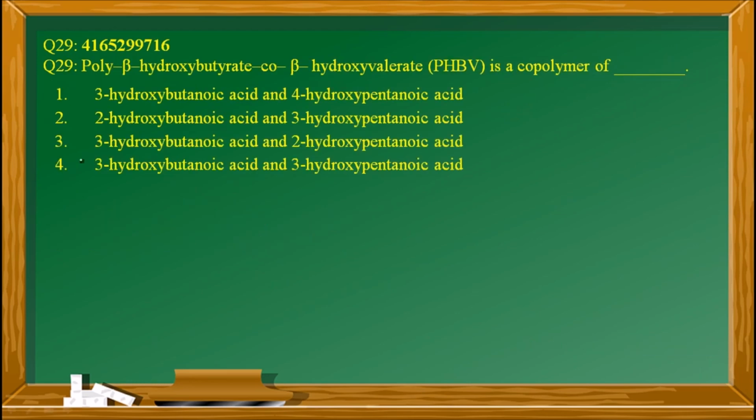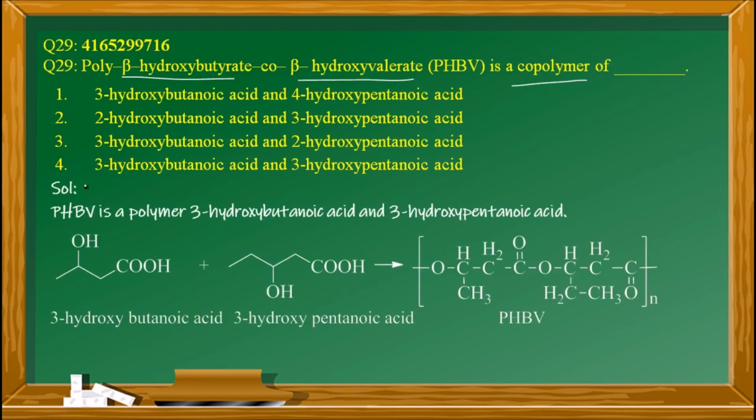Next, question number 29. Poly beta hydroxybutyrate co beta hydroxyvalerate, that is PHBV, is a copolymer of what? Yes friends, they are using beta hydroxybutyrate and beta hydroxyvalerate. If you know the structures of beta hydroxybutyrate and beta hydroxyvalerate, it is very easy to give this option. So let us write the structures.